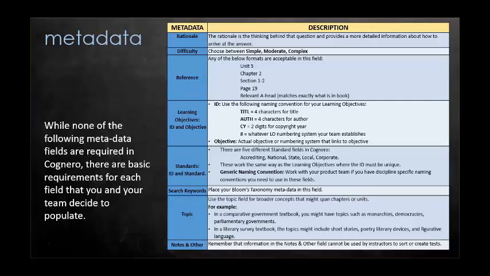Search keywords. You're going to place your Bloom's taxonomy metadata in this field. Topic. Use this for broader concepts that might span chapters or units. For example, in a comparative government textbook, you might have topics such as monarchies, democracies, parliamentary governments. In a literary survey textbook, the topics may include short stories, poetry, literary devices, and figurative language.